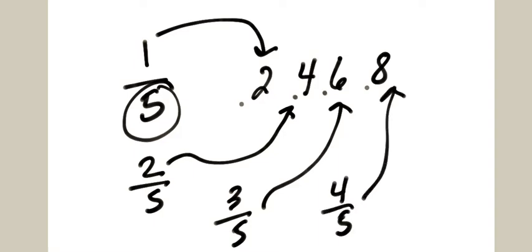But if you forget this little trick, not a problem. You just do your division. You divide the bottom into the top. So that is how we convert fractions to decimals, by dividing or knowing your little tricks.